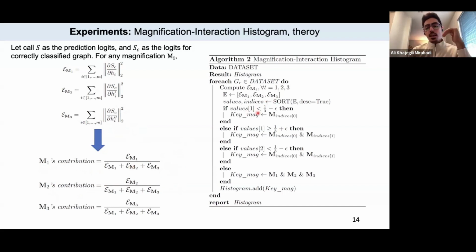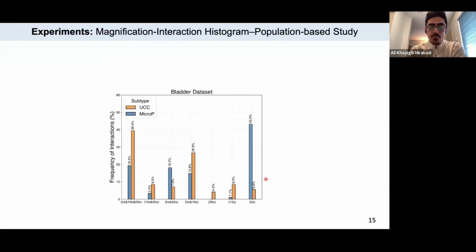So we define an error distance and say, okay, if the energy contribution is less than 1/3 minus an error rate, we don't use that magnification. This means that the model is not using that magnification. But if it's more than 1/3 plus an error rate, it means that the model is using that magnification. So there are options: the model is using one magnification, or a pair of magnifications, or all 3 of the magnifications are important for the model.